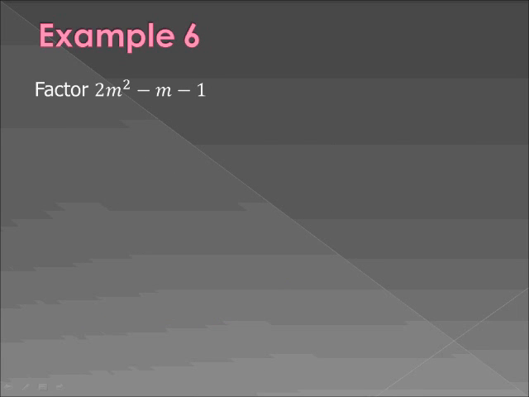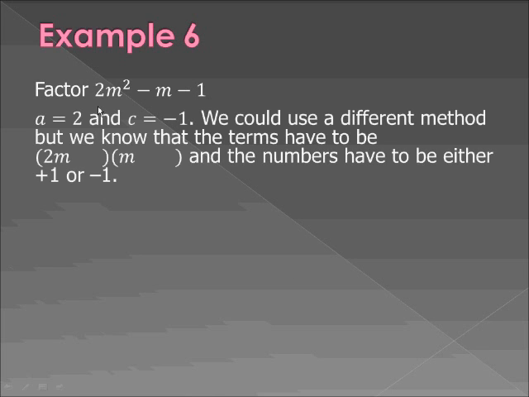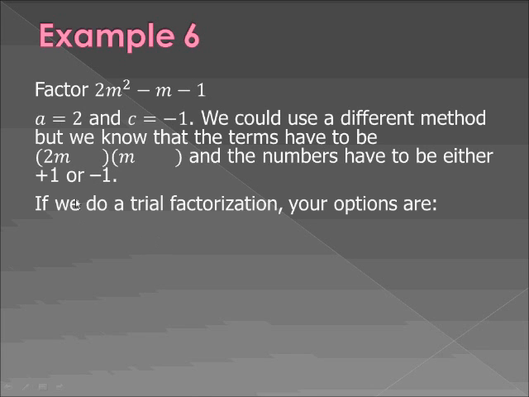Alright, example 6. We factor 2m squared minus m minus 1. Now, for the first time, we have an a term that's not 1. C is negative 1, so you have to use a different method. But because the only factors of 2 are 2 and 1, you know the two terms have to start out with a 2m and an m. And the second terms have to either be a positive 1 or negative 1. So all you need to do is a trial factorization.